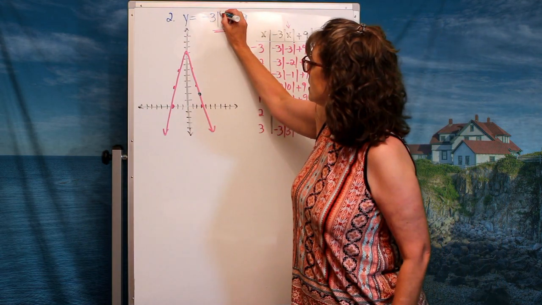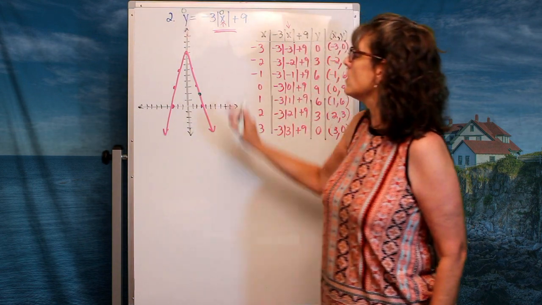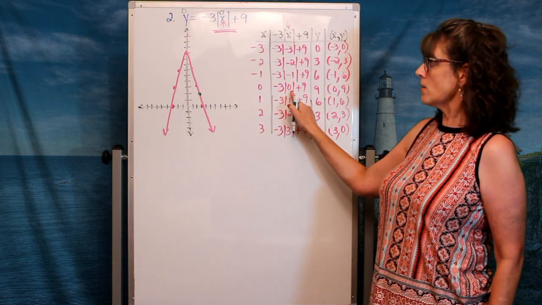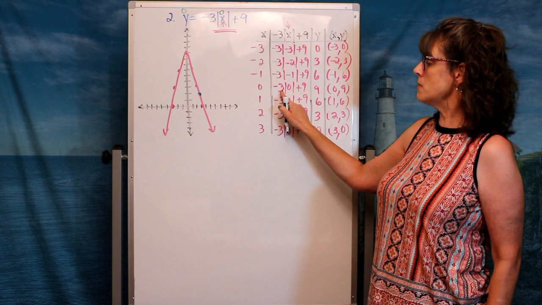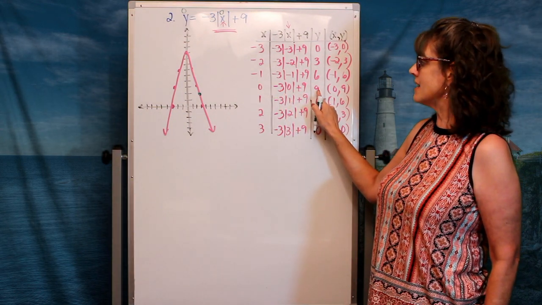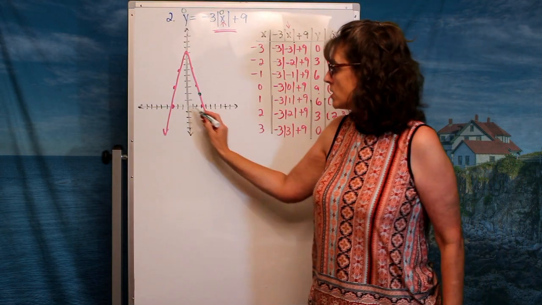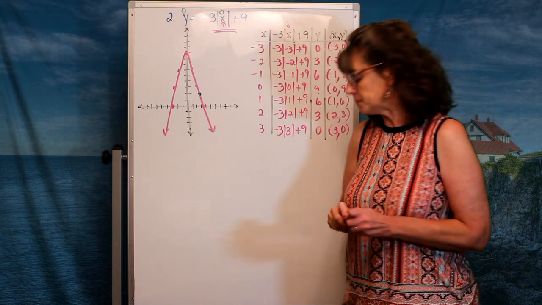Put a 0 right in here. Put a 0 right in here. Well, we did 0 right here. Absolute value of 0 is 0, times that is nothing, plus 9 is 9. See? We should get a 9 there. So 0, 0 does not create truth.